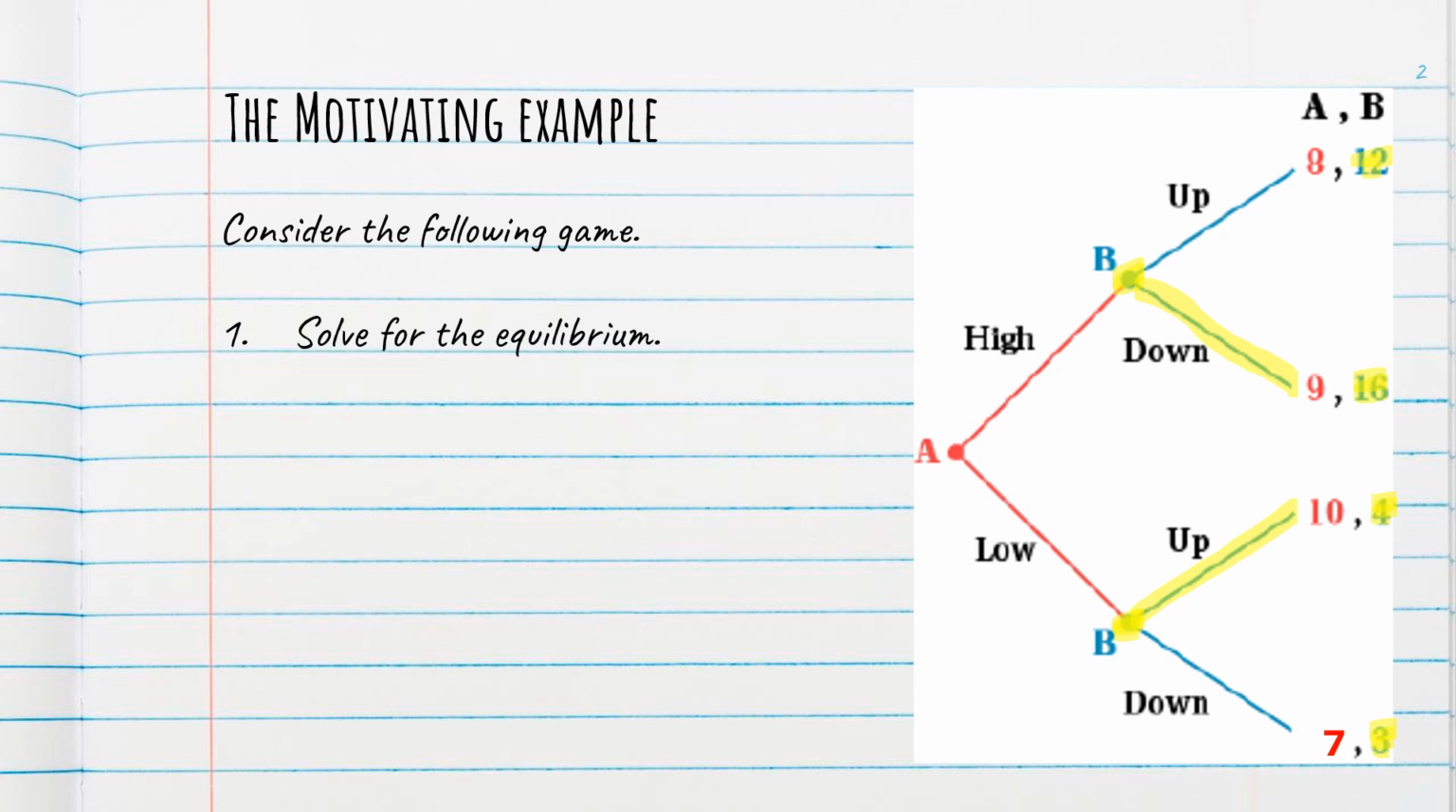So we've figured out what our follower is going to do, and now we're going to back up through the game and determine what our leader, player A, should do. So player A knows if they choose high, then player B will choose down, and they'll get 9. They also know if they choose low, player B will choose up, and they'll get 10. Well, 10 is clearly bigger than 9, so player A chooses low. The equilibrium is where the paths connect, so to speak. So we could say the following. The equilibrium is for player A to choose low and player B to respond by choosing up.